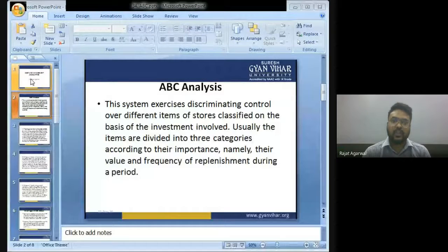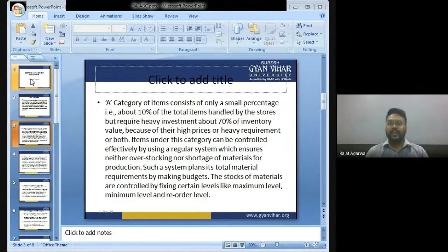After this, ABC analysis. I told you what is ABC analysis. ABC analysis is always better control analysis. In this, we divide the raw material into three categories. In category A, we put the material of heavy investment, that is about 70% of total inventory value. In category B, we put the material of comparatively less investment, that is about 20% of inventory value. And in category C, we put the material with least investment, that is about 10% of inventory value.